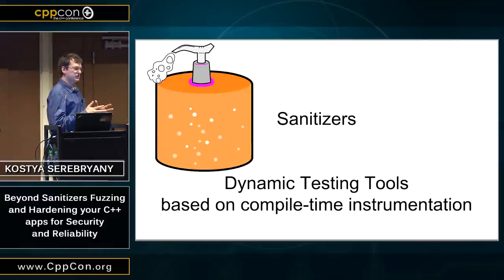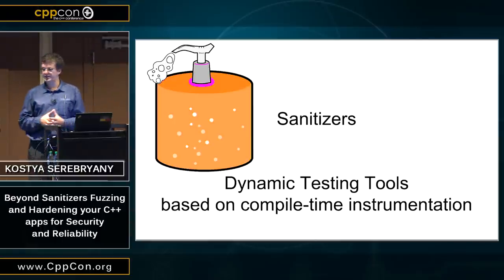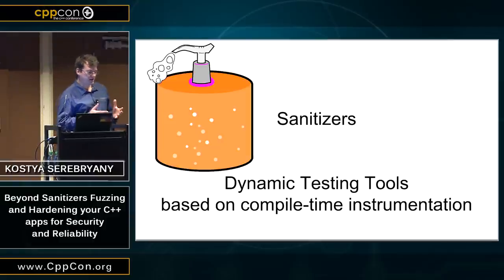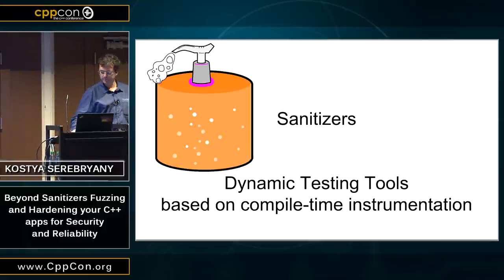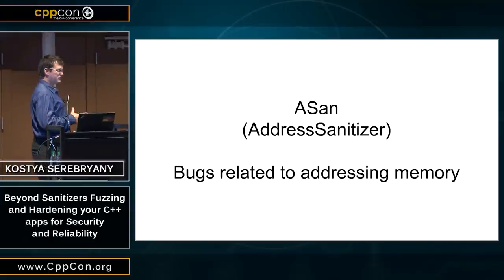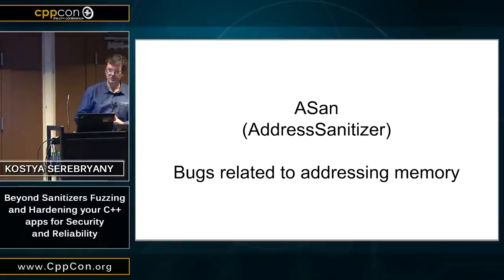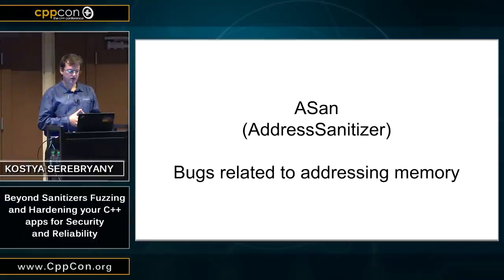Let's start from the recap of my talk at CppCon last year. The sanitizers are dynamic testing tools based primarily on compile time instrumentation. And dynamic testing means that you actually have to run the application to test it. First, the tool that appears first in chronological order is called ASAN, or AddressSanitizer, and it finds bugs related to addresses in memory.